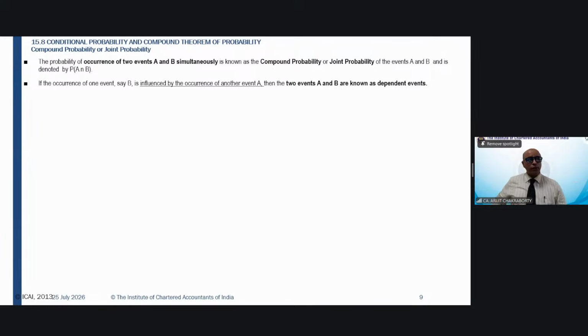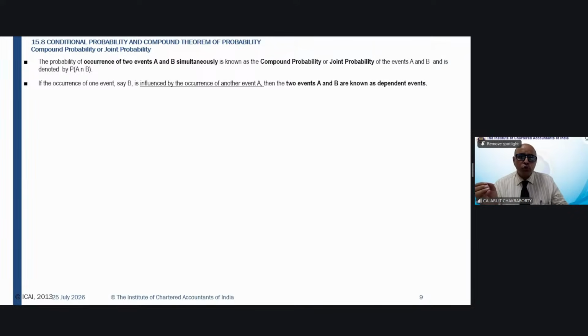Here we see the probability of occurrence of two events simultaneously. It's called a compound probability or a joint probability. And here we see that if the occurrence of one event B is influenced by the occurrence of event A, then these two events are known as dependent. In the last example on the preceding slide, we were dealing with a case where two events are absolutely independent.